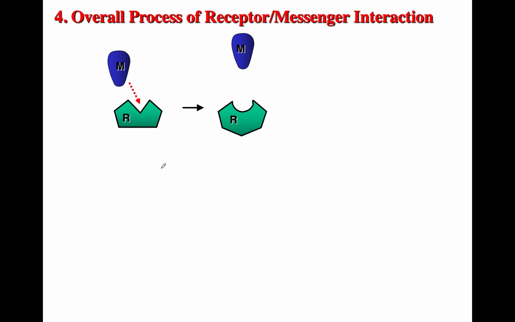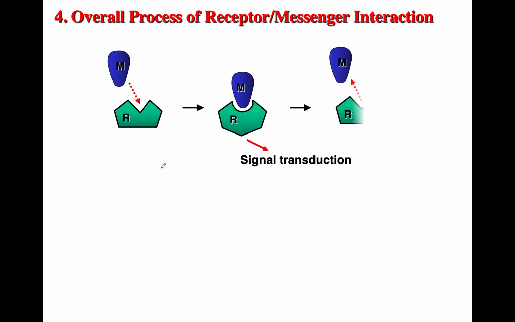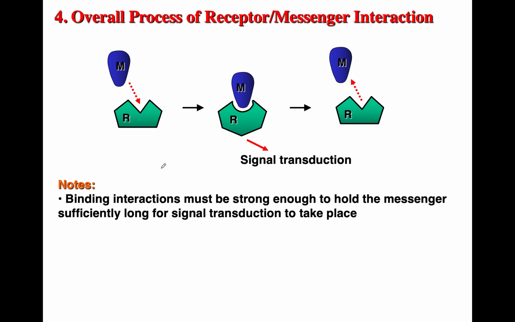Again, this is still review. The messenger comes, binds to the receptor, causes an induced fit, leads to signal transduction, and then the messenger leaves. You need to have a certain balance between the binding of the messenger, the strength of the binding interaction, and also how long the messenger remains inside of that receptor. It needs to stay long enough to have signal transduction.